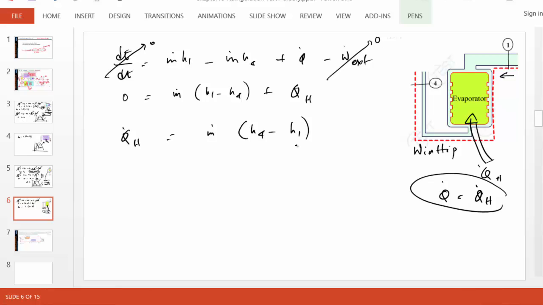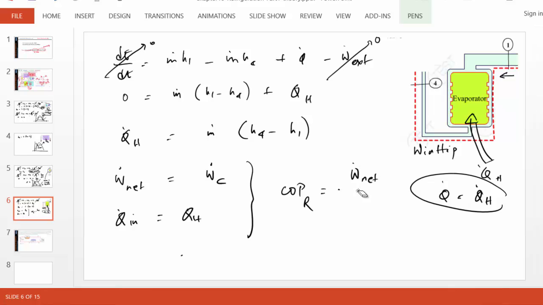So that completes all our energy transfer equations, and we can easily find what is W dot net. Of course, W dot net is nothing but W dot C. We have no work coming out of a turbine or anything, so this is the work required. And Q dot in equals Q dot C, so therefore COP can be found from the desired quantity, which is Q dot C.